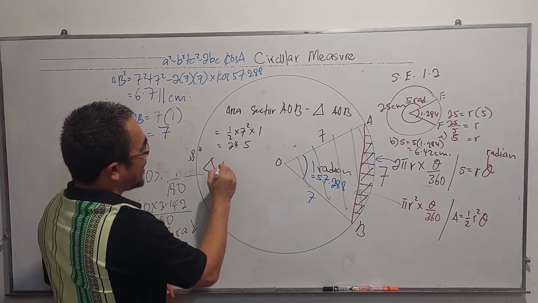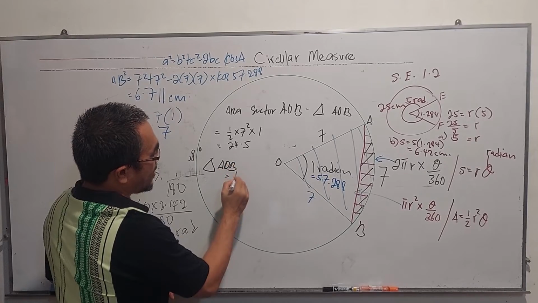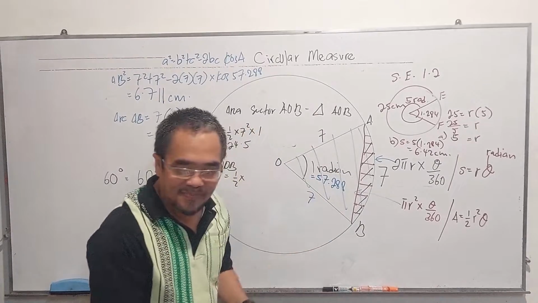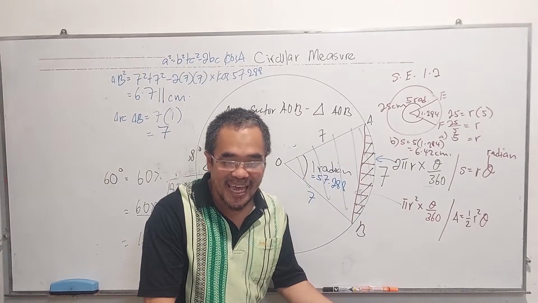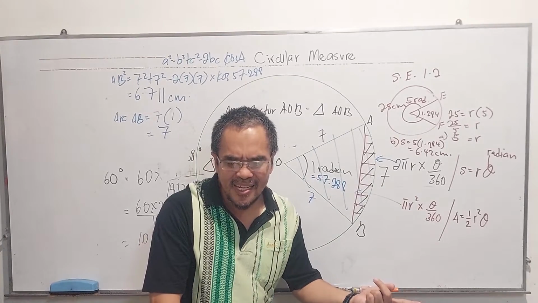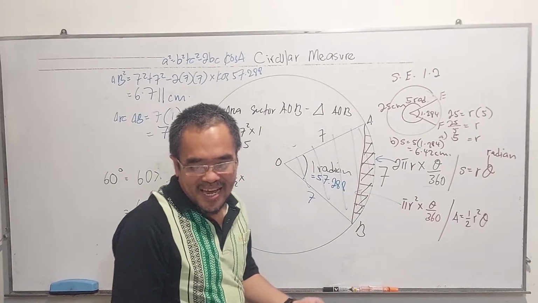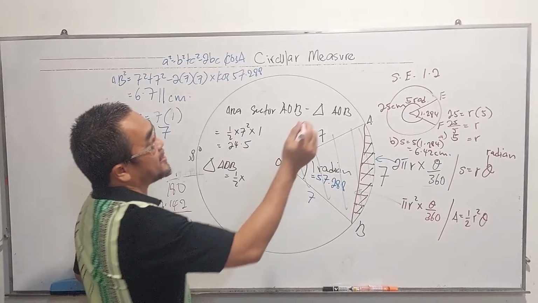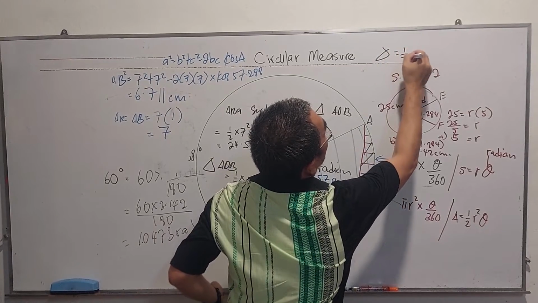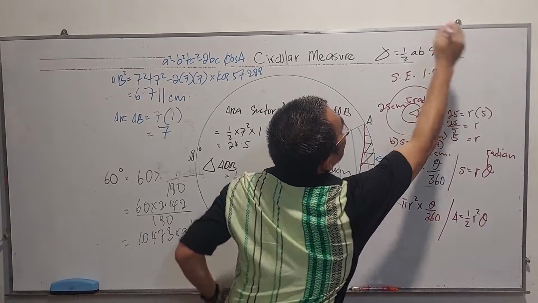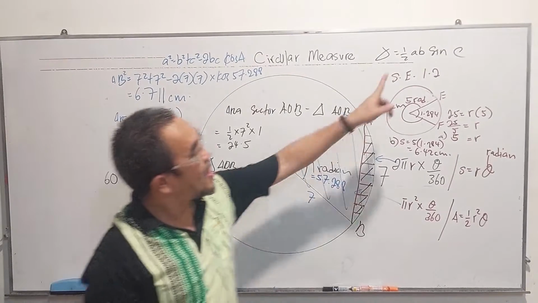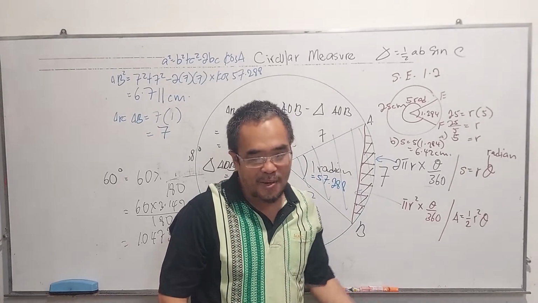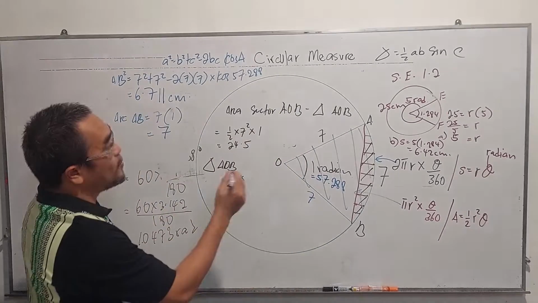Then the triangle AOB is 1 over 2. So how to find the triangle? This is related to the triangle that we learned last year. Is it last year? Maybe this year, but maybe last school term. Solution of triangle. What is area of triangle? 1 over 2 AB sine C. This one you do not have to memorize because it's given. But if you memorize, that's much better.